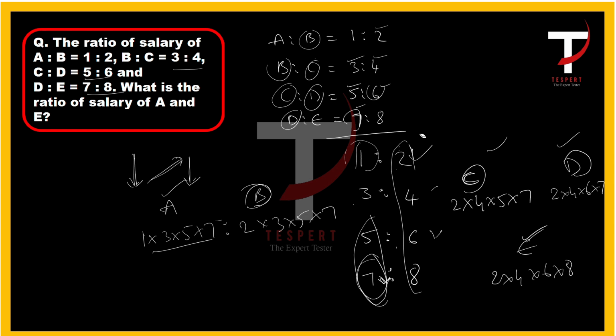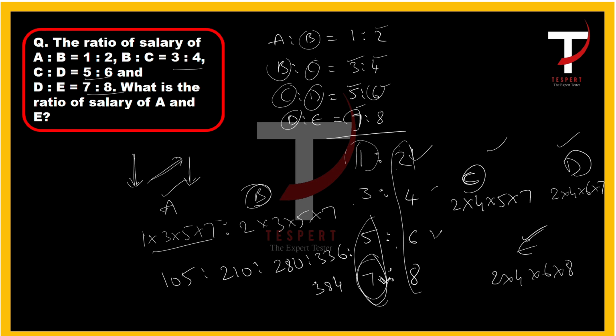So what is the ratio of salary of A and E? So find the values here. A is equal to, multiply 1 into 3 into 5 into 7, which is equal to 105. B is equal to 210. C is equal to 280 and D is equal to 336 and E is equal to 384.